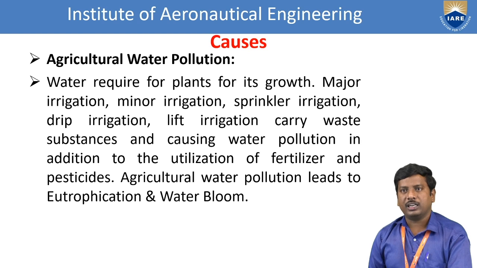And next one, agricultural water pollution. Water required for plants for their growth, through major irrigation, minor irrigation, sprinkler irrigation, drip irrigation, and lift irrigation, carries waste substances and causes water pollution, in addition to the use of fertilizers and pesticides. So agricultural water pollution leads to eutrophication and water bloom.